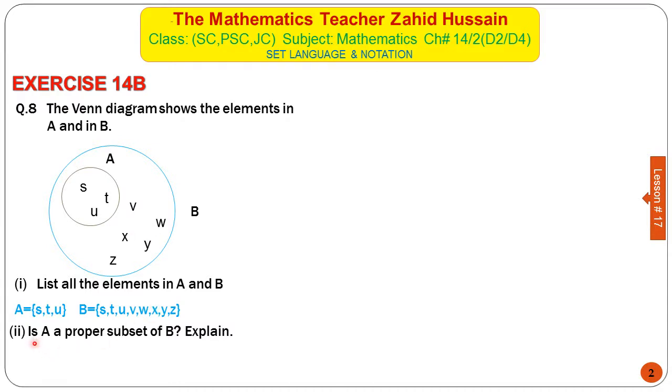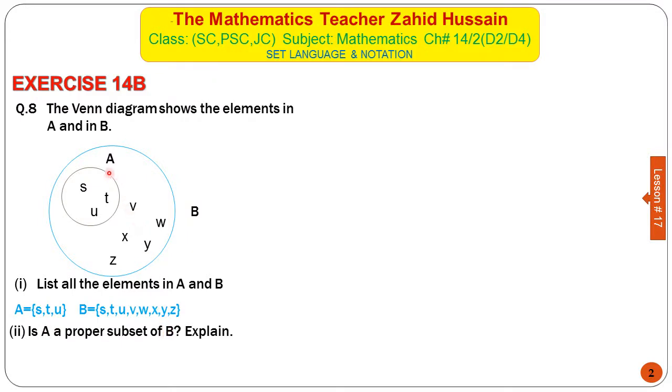The second part is, is A a proper subset of B? Explain. Now the definition of a proper subset is that if all the elements of A are in B and some elements of B are not in A, then A is called a proper subset of B.